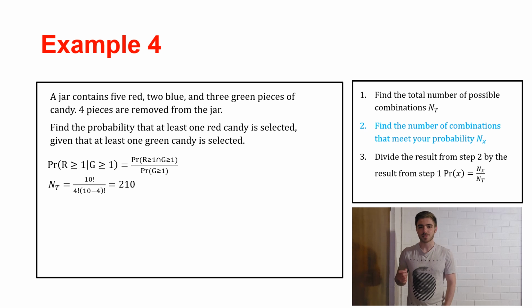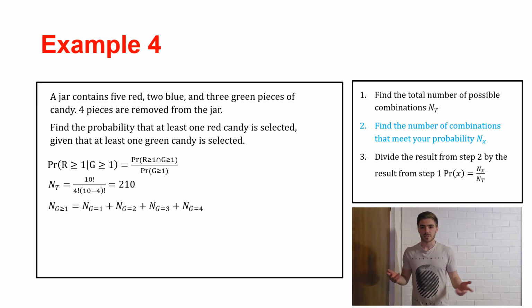There's actually a couple of ways we could do this. If we're trying to find one or more green candies, then the typical approach might be to just find the total number of combinations that contain one or more green candies. So that means you would find the probability of 1 green, add it to the probability of 2, then 3, then 4 green. There is, however, a better way, and that better way is to use complement probabilities.